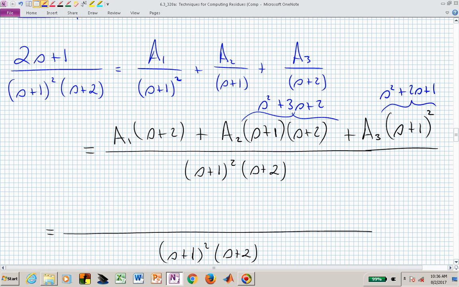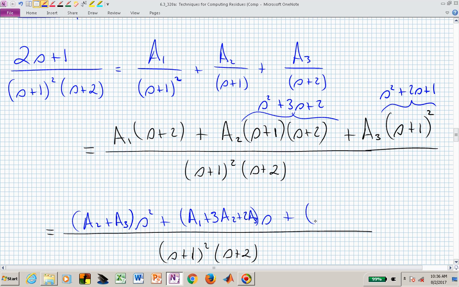Let's now look at the powers of s that are present in the numerator. We have an s squared, and what coefficients are sitting in front of s squared? We have an a sub 2, and we have an a sub 3. Then we have our s terms. We have an a sub 1 plus 3 a sub 2 plus 2 a sub 3 times s.